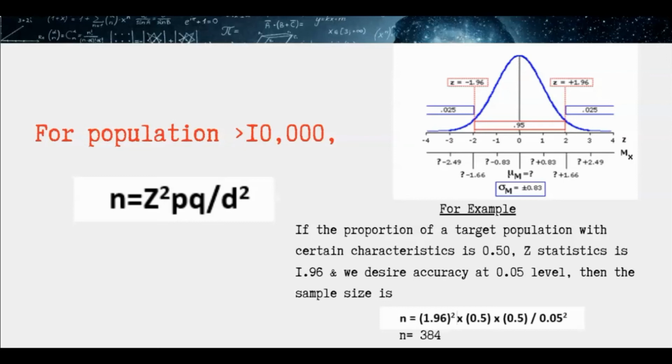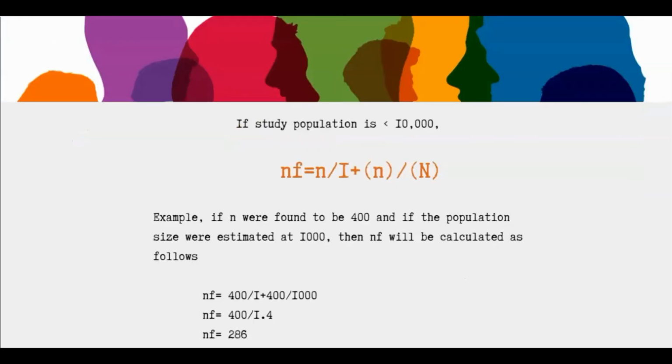For example, if the proportion of a target population with a certain characteristic is 0.5 and the Z statistic is 1.96, and we desire accuracy at the 0.05 level, then the sample size is N equals 1.96 squared times 0.5 times 0.5 divided by 0.05 squared, so N equals 384 respondents.